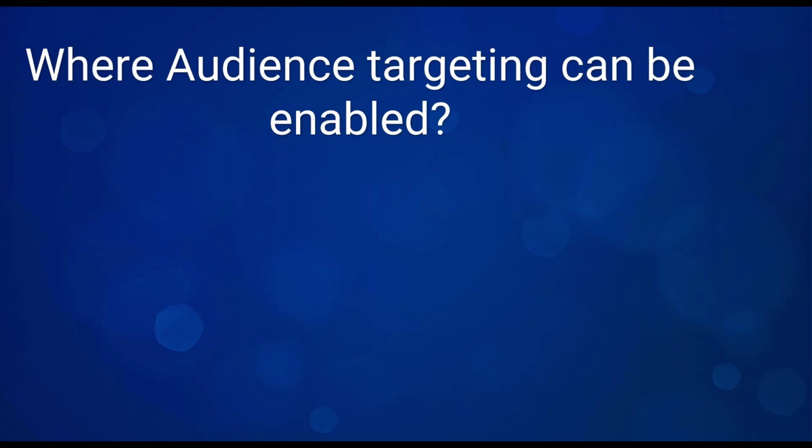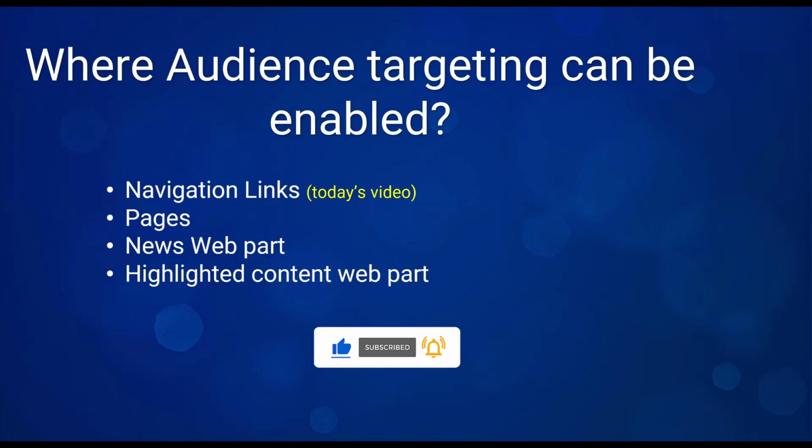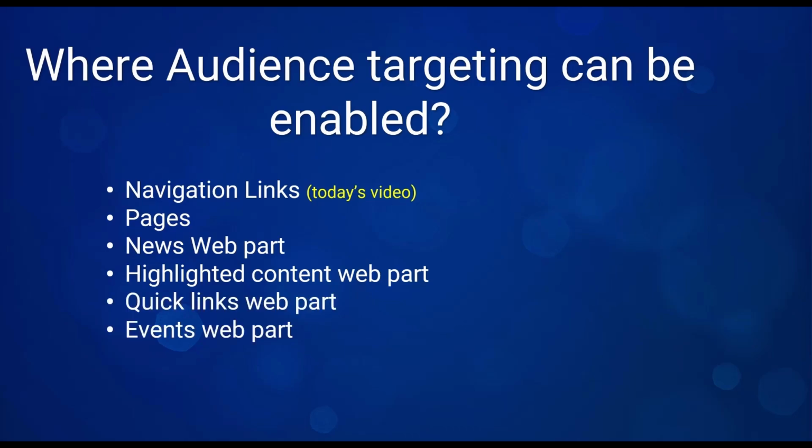And where can audience targeting be enabled? Audience targeting can be enabled in navigation links, and today's video is about navigation links. Pages, news web part, highlighted content web part, quick links web part, events web part, and Viva Connections.